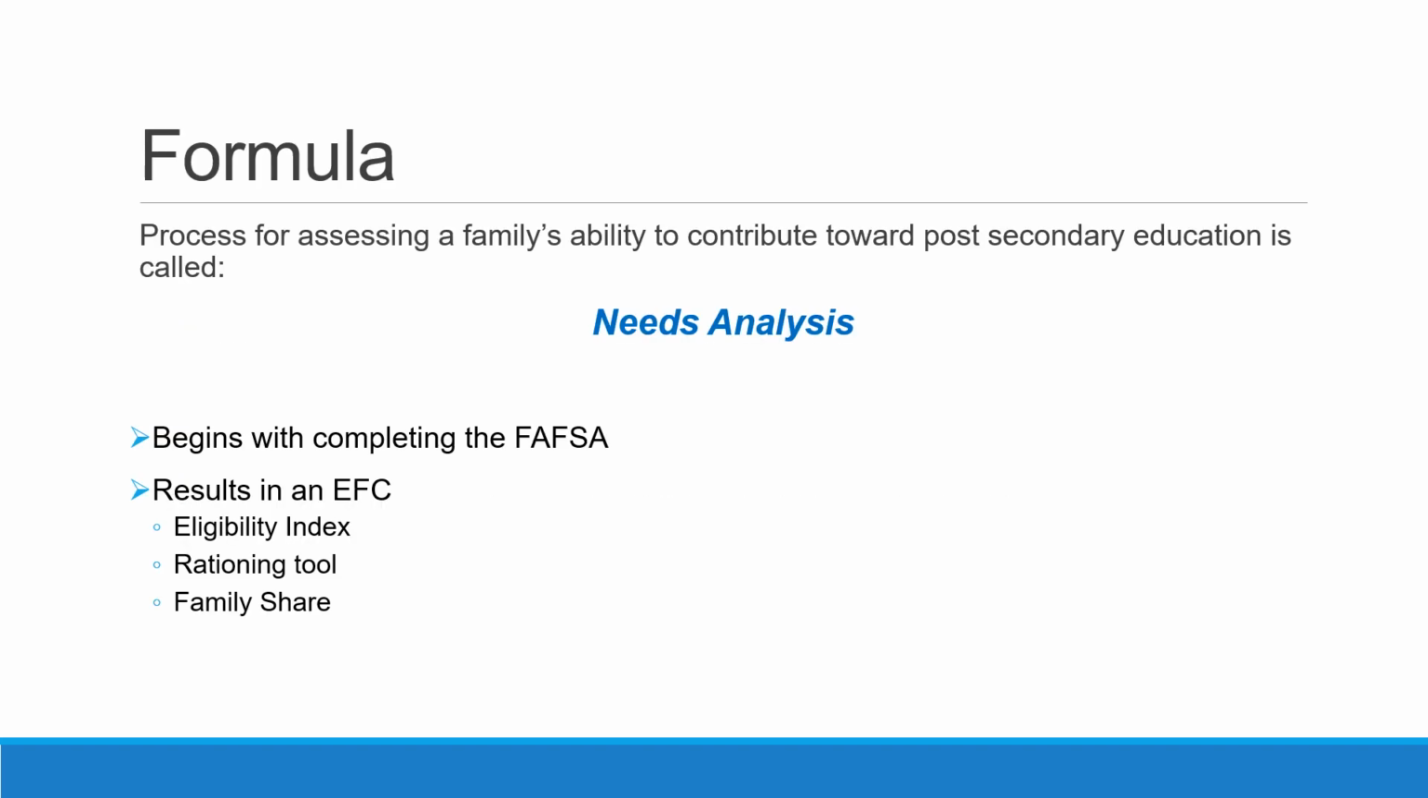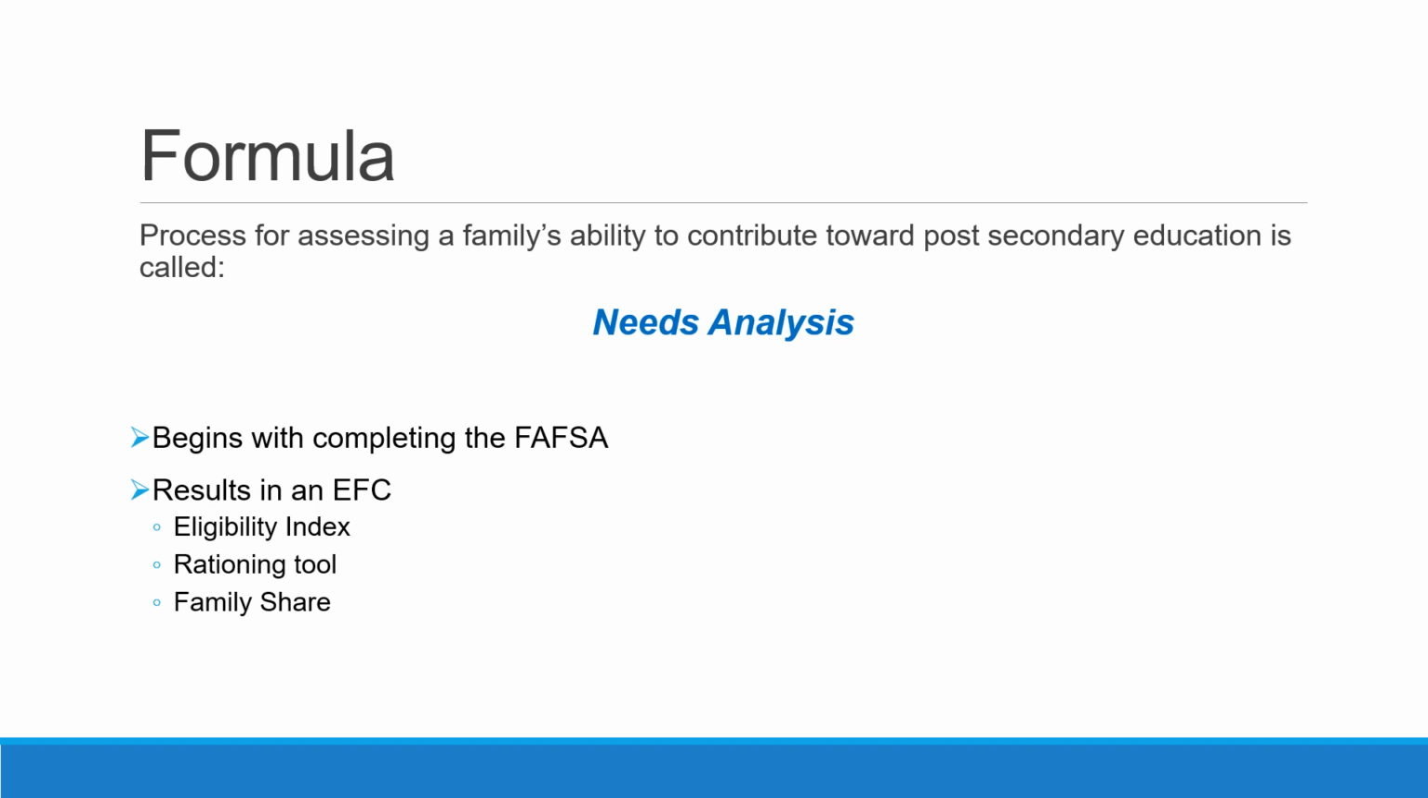The process for assessing a family's ability to contribute toward post-secondary education is called needs analysis. It begins with completing the FAFSA form and results in one number called the EFC, or Expected Family Contribution. Another way to think about the EFC is as an eligibility index, which helps the college or university determine what types and amounts of financial aid your student is eligible to receive.